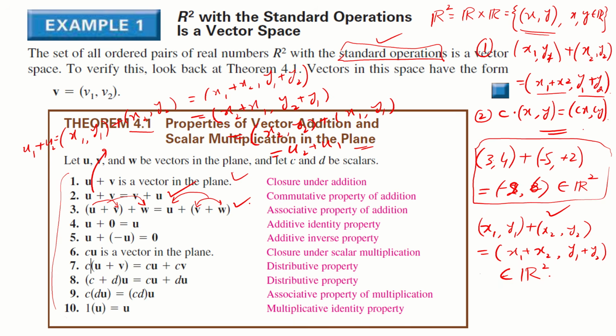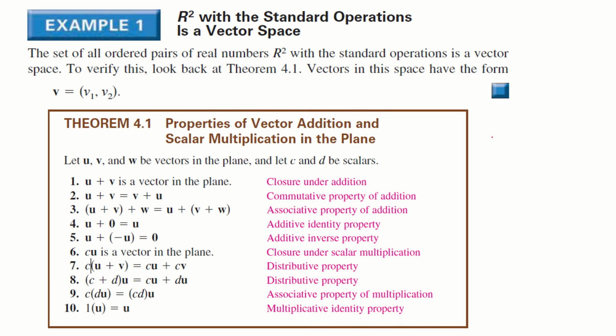We have a zero vector as well, (0, 0), that also belongs to R2. And what is the property of it? I'm talking about property number 4. You add this vector to anyone, you will get back the same vector. So x plus 0 is x and y plus 0 is y. So you get this one.